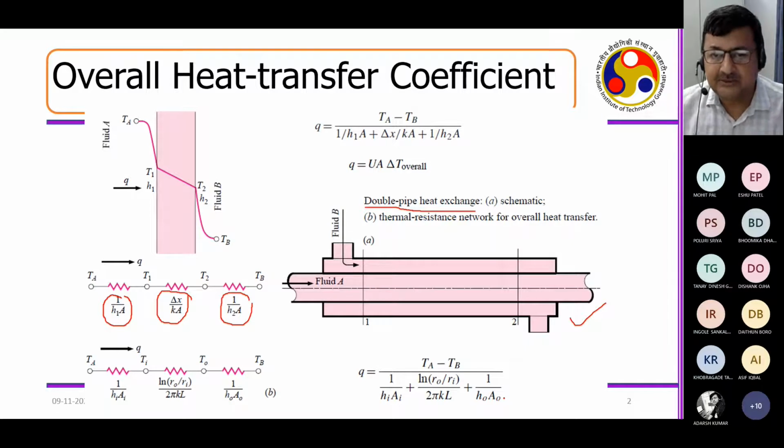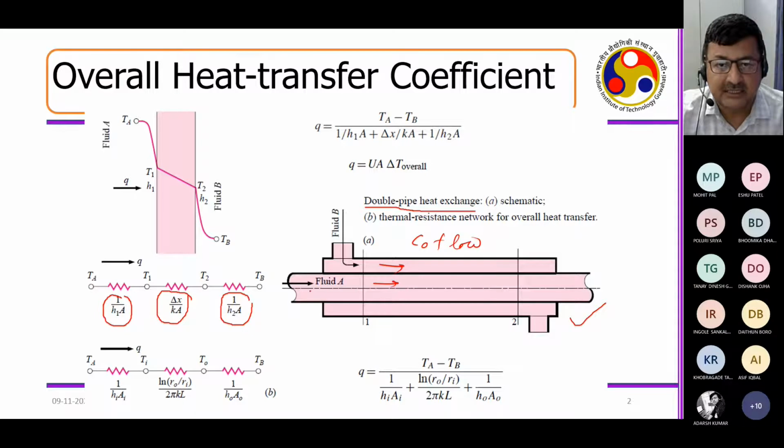Now I raise a question to you. Suppose fluid B is entering from here and fluid A is entering from here. You may see that both the fluids are going in the same direction. This type of arrangement is called a co-flow arrangement, right? That means the fluids are going in the same direction.